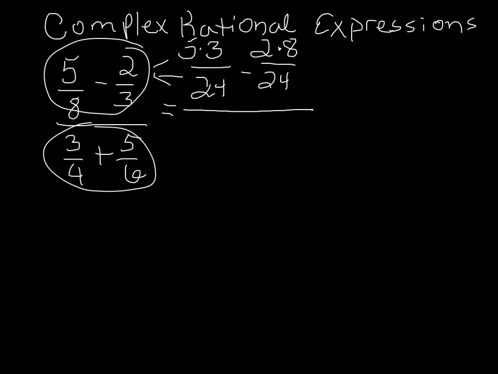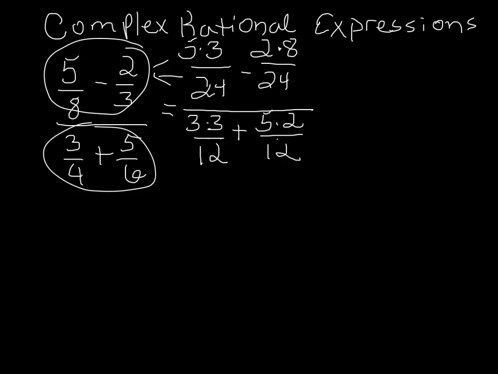Now let's do the same thing on the bottom. So on the bottom, we also have 6 and 4. You could use 24 here, but our least common one is 12. So I'm going to use 12. And then 4 goes into 12 3 times. So on the top, I'd have 3 times 3. And then 6 goes into 12 twice. So then I'd have 5 times 2 over 12 here.